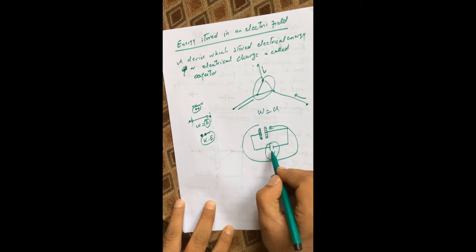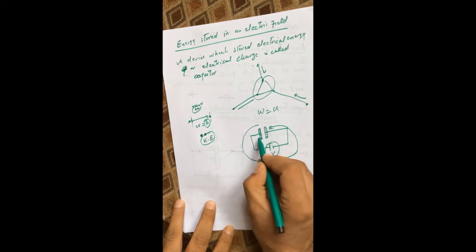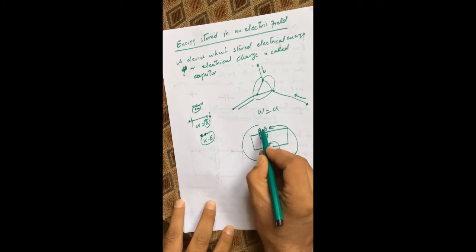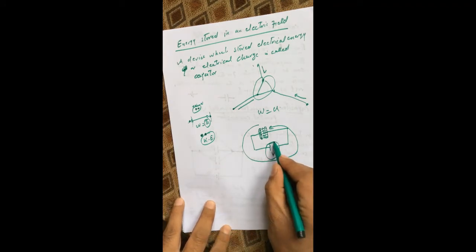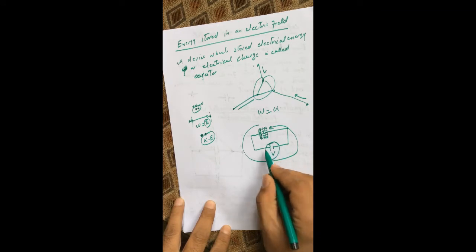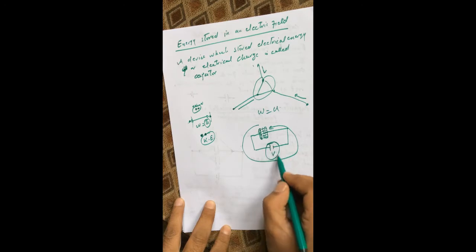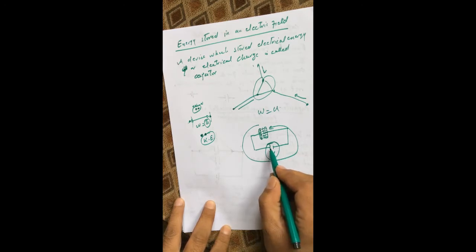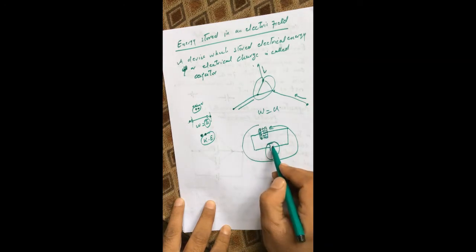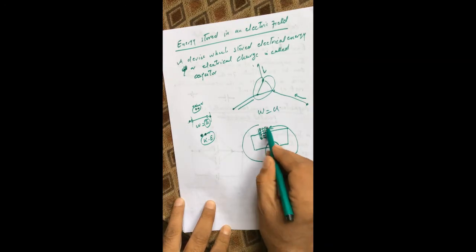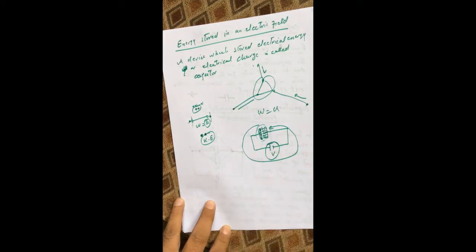Once charges are separated, positive charges appear on this plate and negative charges appear on this plate, then we have an electric field in between these two plates. So it means that the work done by this battery, by consuming its chemical energy, to bring charge from this plate to this plate, can be stored in the form of potential energy in the space between the plates of this capacitor.